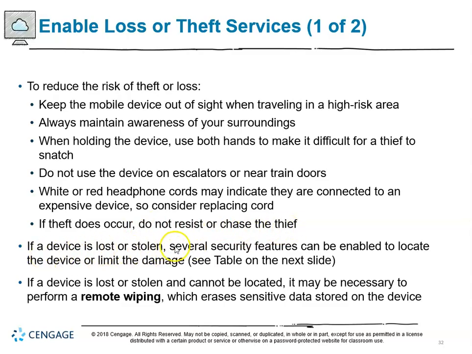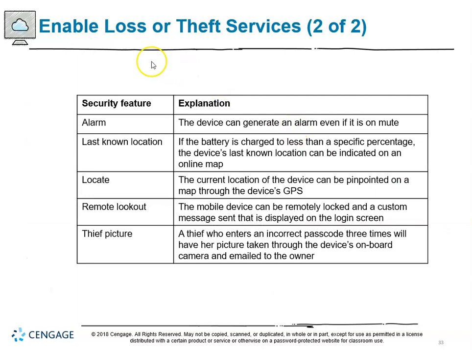If a device is lost or stolen, there are security features that can be enabled to locate it. We'll talk about them on the next slide. And as you're going to see in the LabSim this week, there's a capability to do remote wiping if your phone gets stolen, assuming, of course, that you've enabled the Find My iPhone feature, for example, if it's an Apple iPhone. So let's look at those theft services. What do we have? We have alarm, last known location, locate, remote lockout, and thief picture.